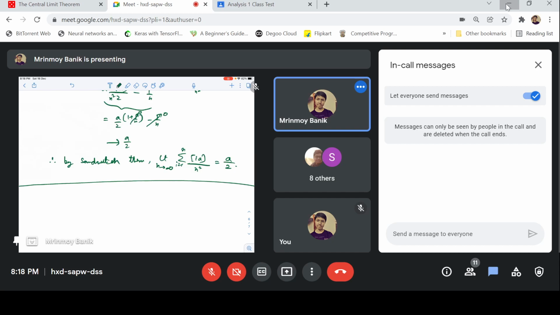Sir, can you say what's the first line? Assume the contrary, that f(a) is not a limit point, according to definition 1. Okay.